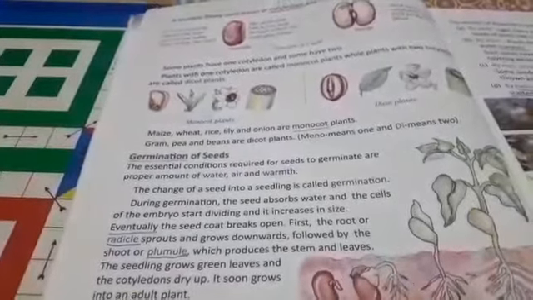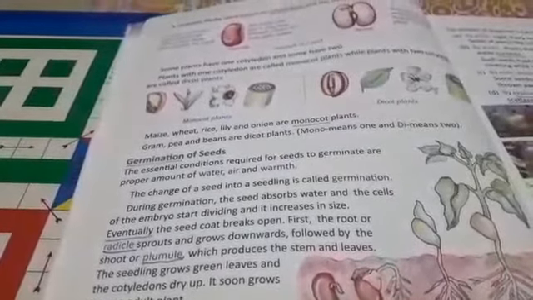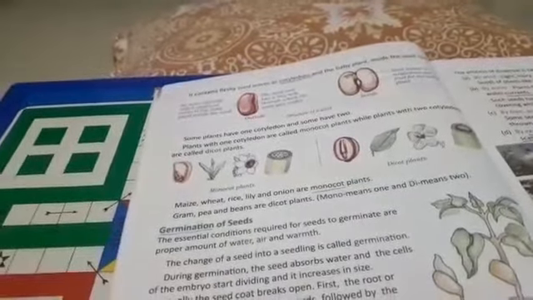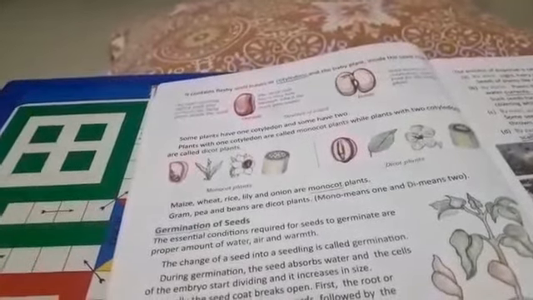Examples of monocot plants are maize, wheat, rice, lily and onion. If you see the seeds of these plants, you will find only one cotyledon. Dicotyledons are gram, pea and beans.